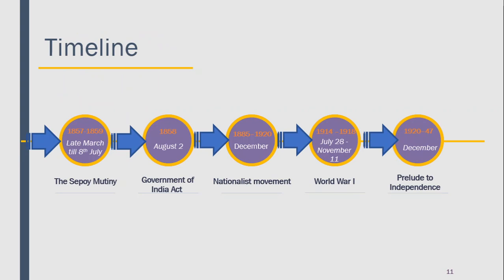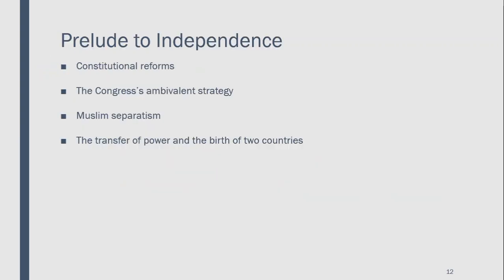Prelude to independence. It started from 1920 and ended with the independence of Pakistan in 1947. Constitutional reforms. British politicians and bureaucrats tried to cure India's ailing body politic with periodic infusions of constitutional reform. The separate electorate formula introduced for Muslims in the Government of India Act of 1909 was expanded and applied to other minorities in the Government of India Acts of 1919 and 1935.